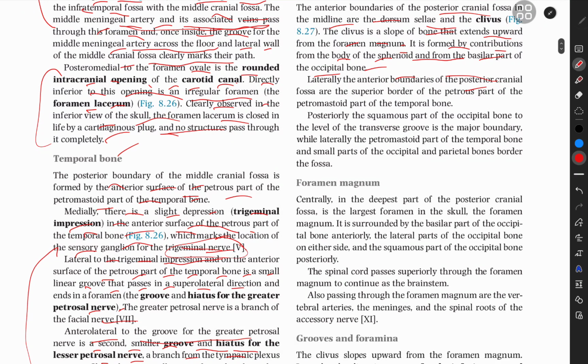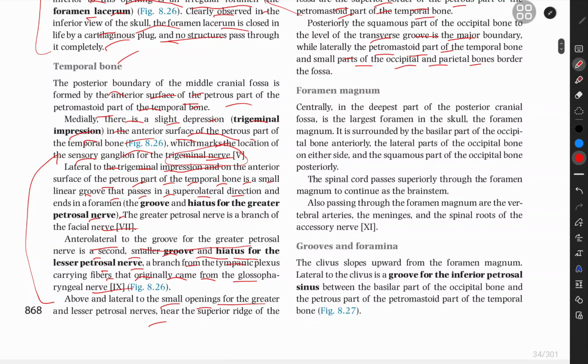Laterally, the anterior boundaries with the anterior cranial fossa are the superior border of the petrous part of the petromastoid part, the squamous part, and so on. Okay, this is his description. So posteriorly, the squamous part of the occipital bone at the level of the transverse groove is the major boundary, while laterally the petromastoid part of the temporal bone and small parts of the occipital and parietal bones border the fossa.